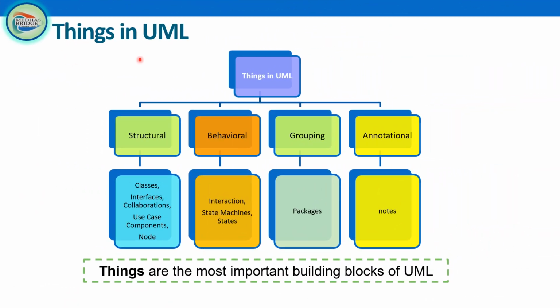Things in UML. We have structural things, behavioral things, grouping things, and annotational things. Classes, interfaces, collaborations, use cases, components, and nodes are structural things. Interactions, state machines and their states are behavioral things. Packages are for grouping in UML. Notes are the annotations.